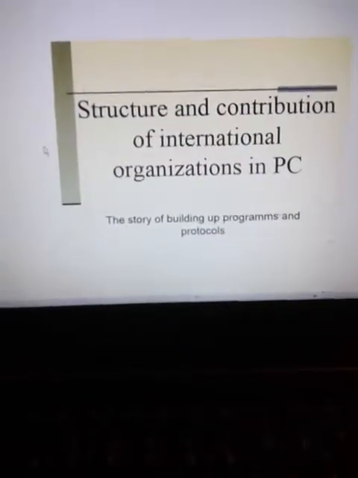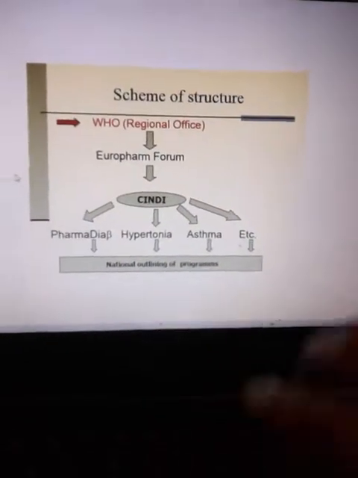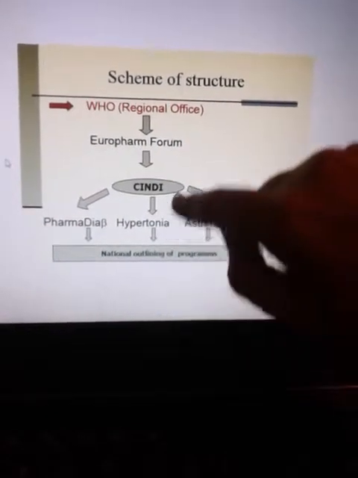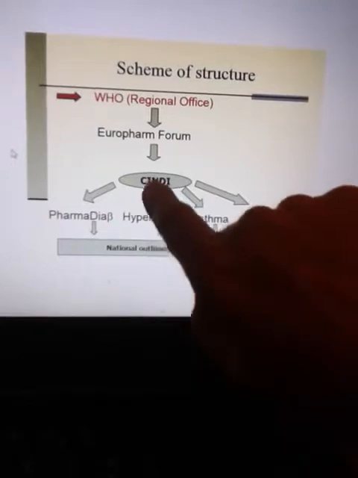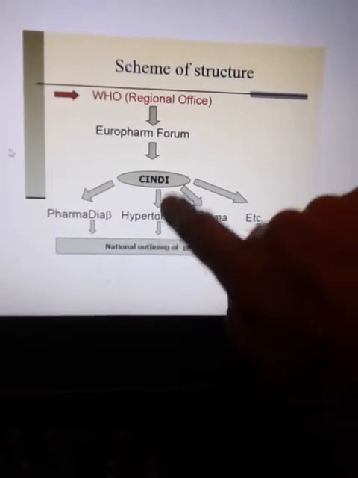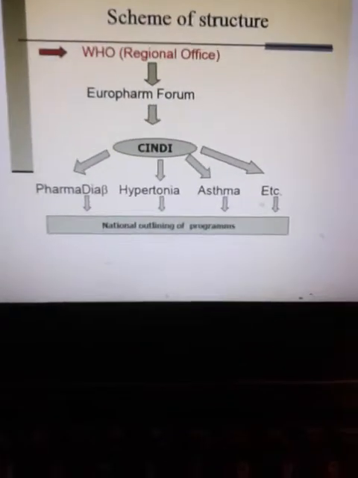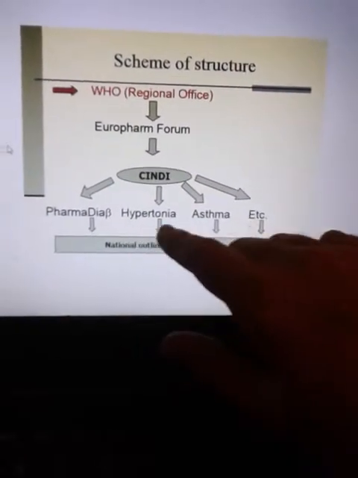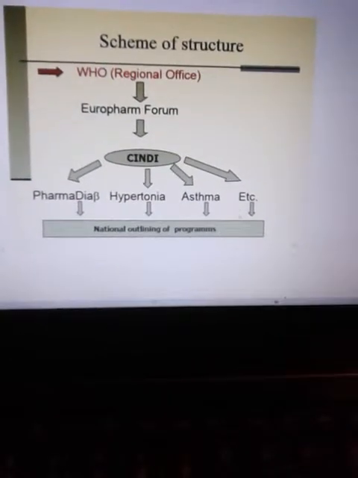Structure and contribution of internal organization in pharmaceutical care. The story of building up programs and protocols. Scheme of structure. WHO as a regional office gets the order to the Eurofarm Forum. Eurofarm Forum gets the order to Cindy. Cindy has pharmadiabetes, hypertonia, asthma, etc. National outlining of programها میاد بیرون. پس WHO, Eurofarm Forum, Cindy, hypertonia, asthma, pharmadiabetes, national outlining of program.